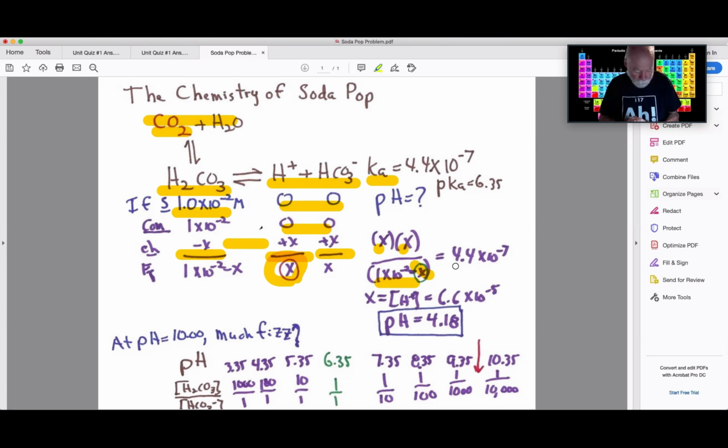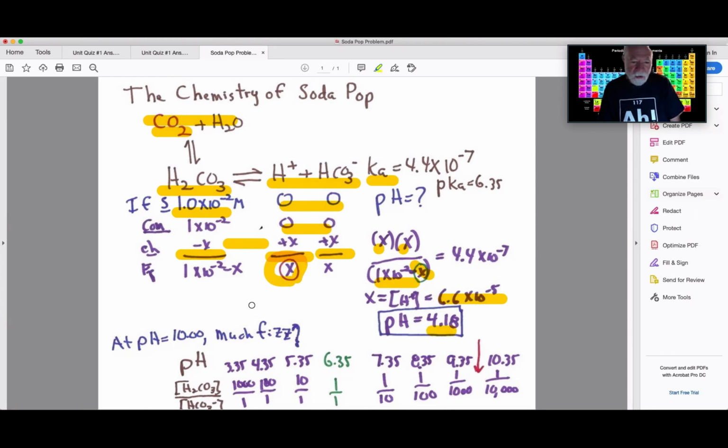So 4.4 E minus 7, square root. I get an answer in scientific notation, 6.63 times 10 to the minus 5. And pH ought to be the minus log of that. So I hit the log button, change the sign, and I get an answer of 4.178, or 4.18. Notice that soda pop is pretty acidic. A pH of 4 is pretty highly acidic.